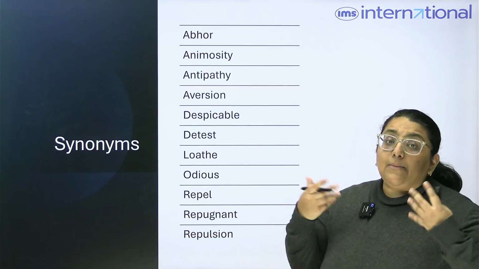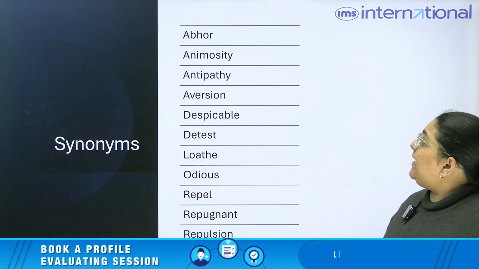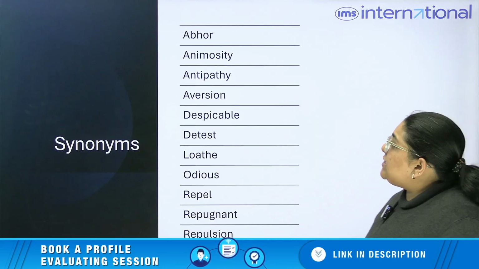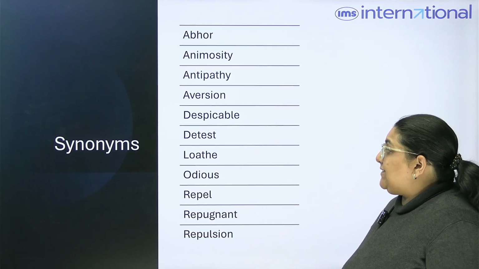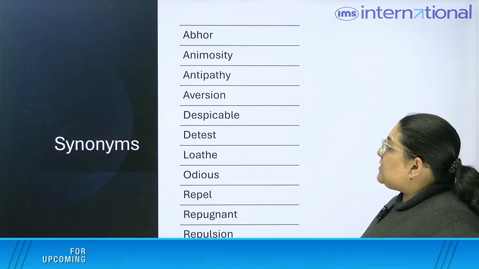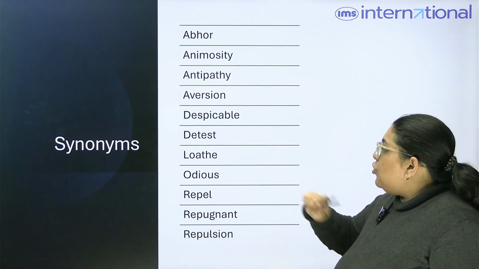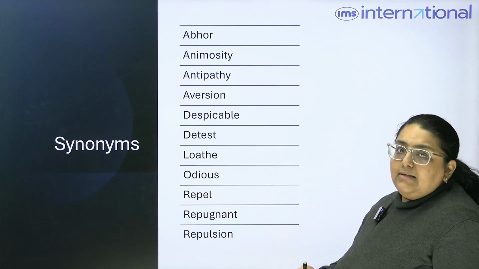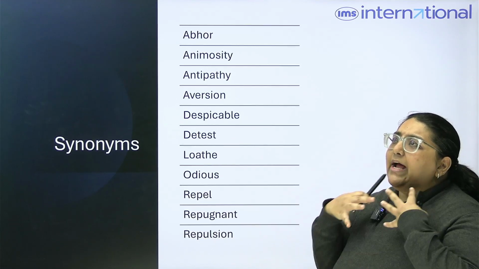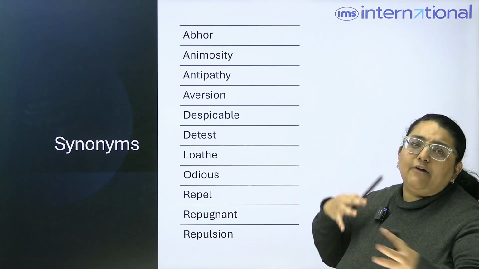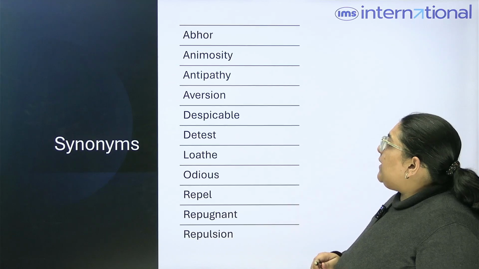clear. But some of the words which also mean hate but are newer to you are words like abhor, animosity, antipathy, aversion, despicable, detest. Despicable Me, a very famous animation movie. So despicable, detest, loathe, odious, repel. I am repelled by you. I do not like you, or I hate you to an extent that I want to go far, far away from you. Repugnant, repulsion. All of these words mean hate.